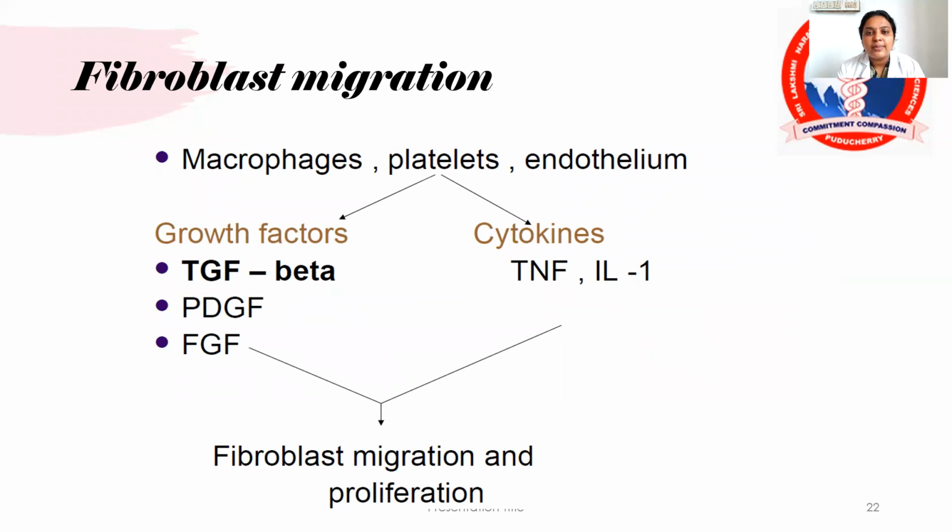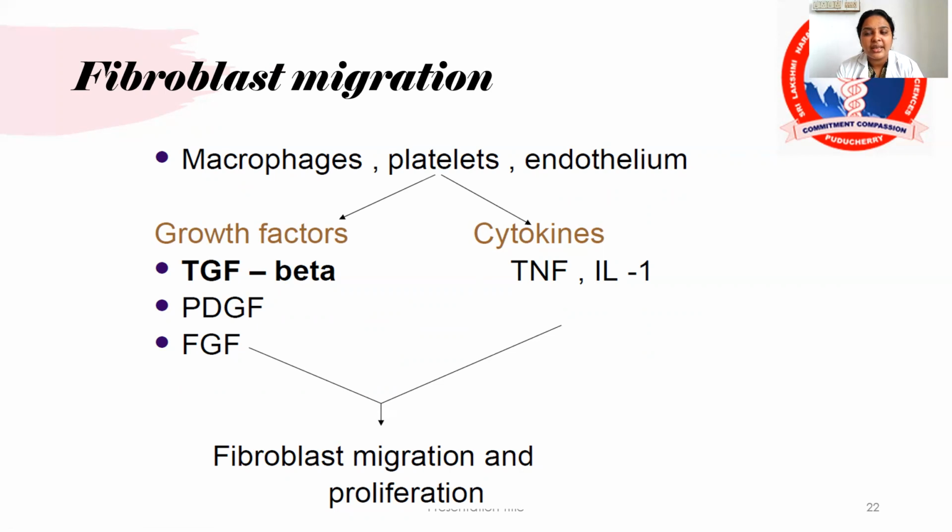Macrophages, platelets and endothelium play an important role in fibroblast migration. These cells will stimulate and enhance the production of the growth factors as well as the cytokines. The growth factors produced by these cells are TGF beta, PDGF and FGF, and cytokines like TNF alpha and IL-1, which in turn lead to fibroblast migration and proliferation.